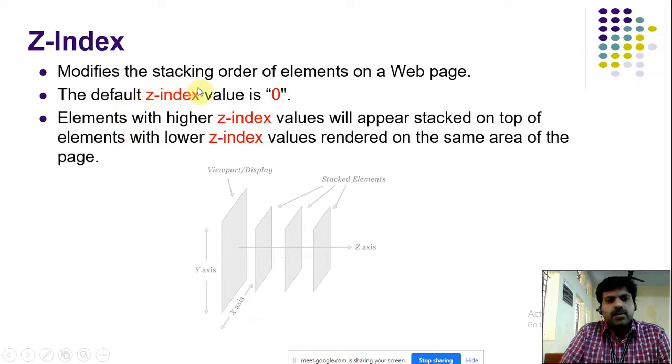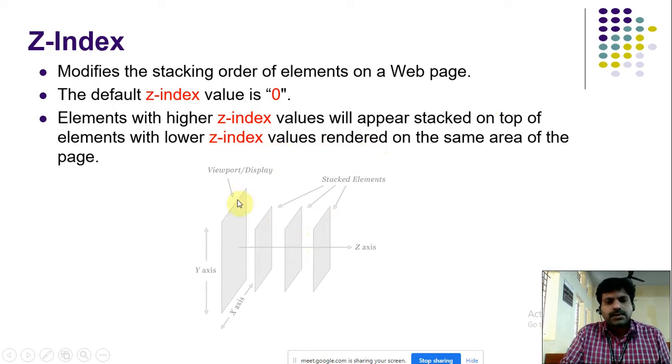So Z index modifies the stacking order of elements. The default value of Z index is 0. If you are not giving any value for Z index, the default value will be 0. So if you give Z index 1, that element will come to the front, because all other elements have the default value of 0. Elements with higher Z index values will appear stacked on top of elements with lower Z index values rendered in the same area of the page.